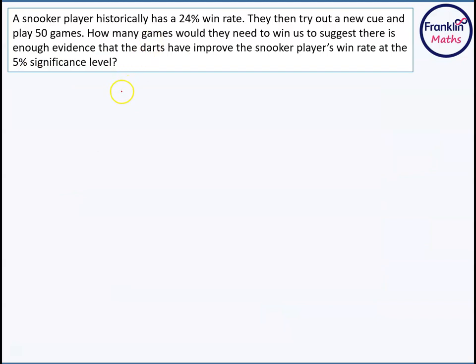So here we go. We've got a snooker player. He's got a 24% win rate. Going to try our new cue, play 50 games, and then we're going to do the same thing here. We'll look for an improvement. So X is going to be equal to the number of games won. I'm just trying to show you how I would do this now in an exam situation. X equals number of games won. I should really write snooker games, but I'm rushing.